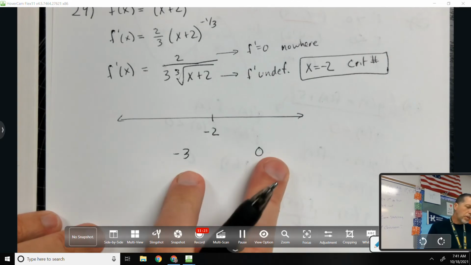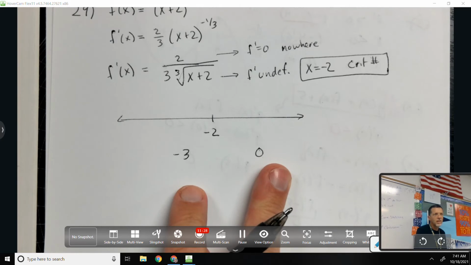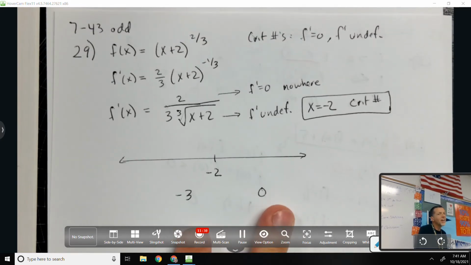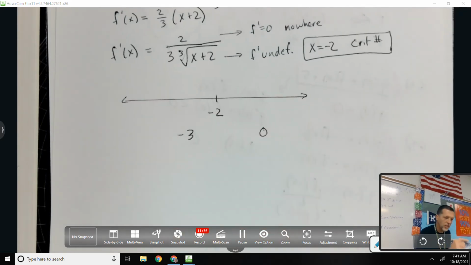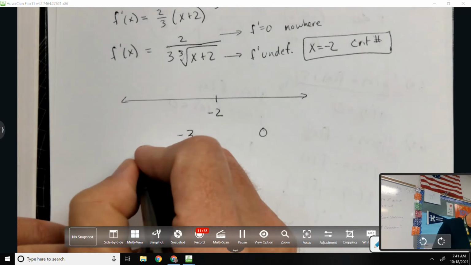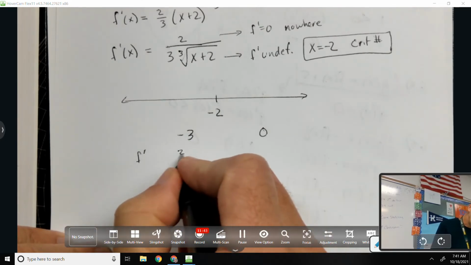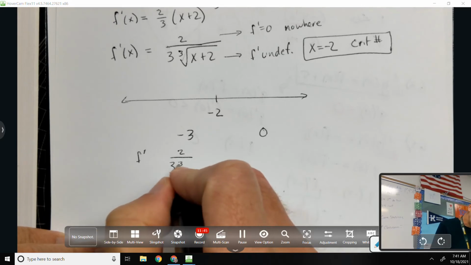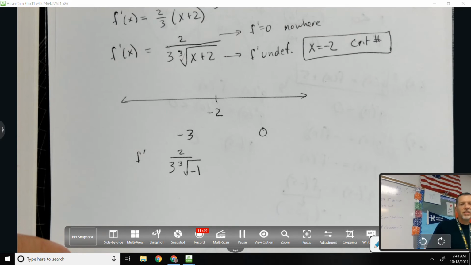And when I pick those numbers, where am I plugging them into? Which equation? Because I got an f and an f prime. F prime, because I want them to tell me whether f prime is positive or negative, because that will then tell me if f is increasing or decreasing. So f prime. And remember, we're okay with crazy numbers because all we care about is positives and negatives.